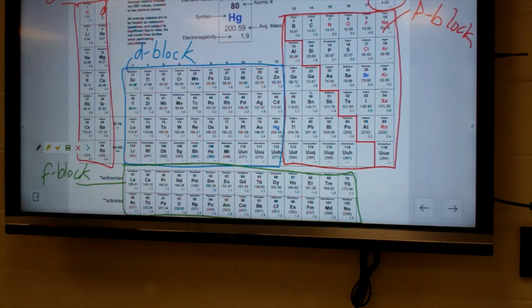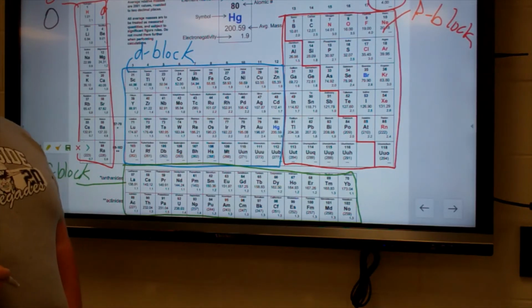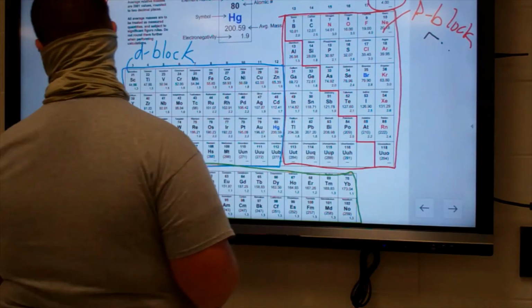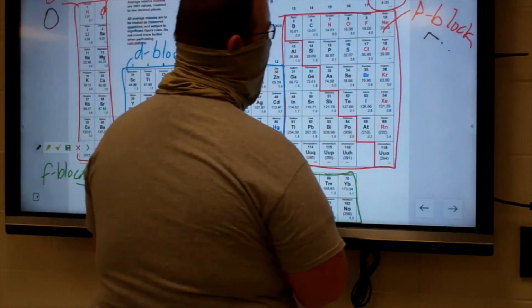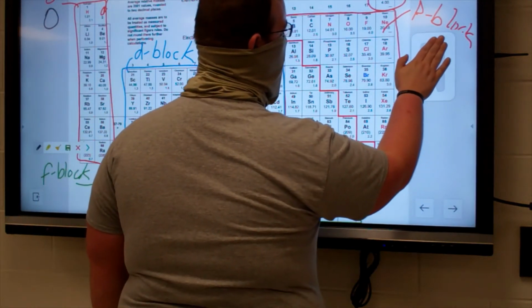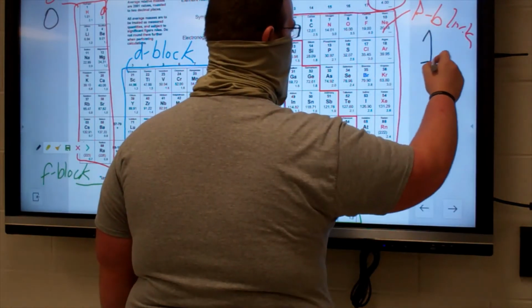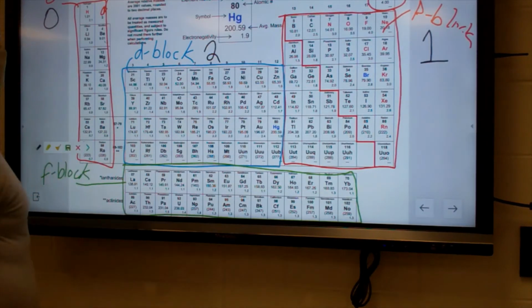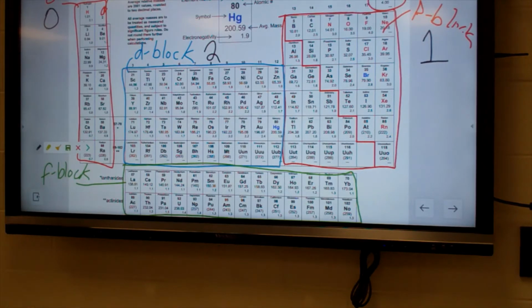If you're in the S block, angular momentum quantum number, L, is 0. If you're in the P block, angular momentum quantum number is 1. If you're in the D block, angular momentum quantum number is the number 2. And if you're in the F block, angular momentum quantum number is 3.